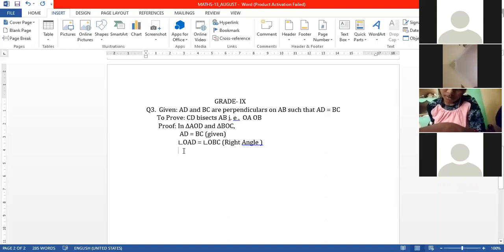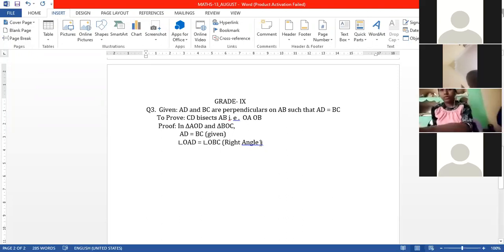Now students, you are observing here, AD is perpendicular, AD is parallel to BC. If AD is parallel to BC, then I can say angle ADO is equal to angle OCB. Alternate interior angle, Z forming. Angle D and angle C are forming alternate interior angles, Z shape.